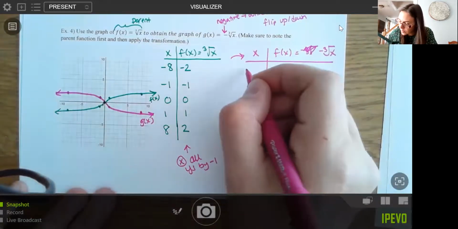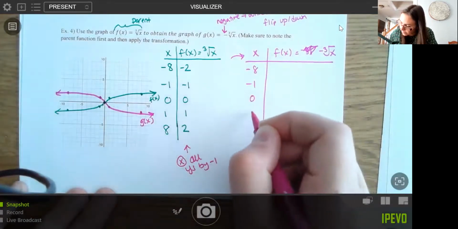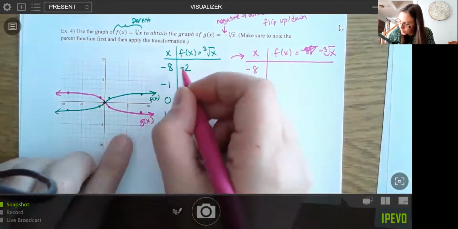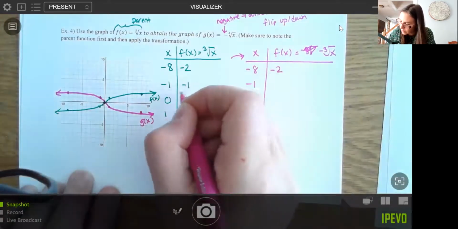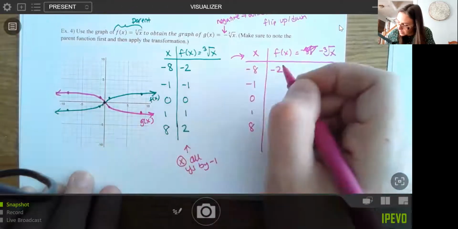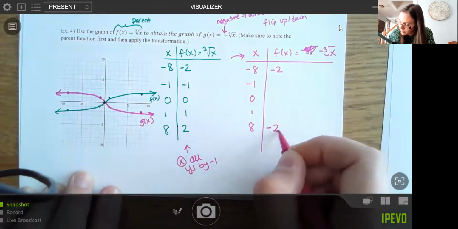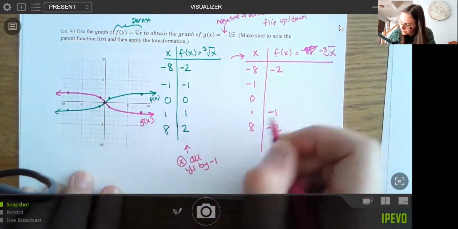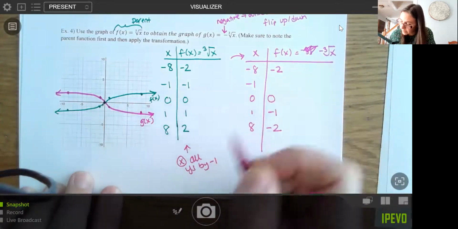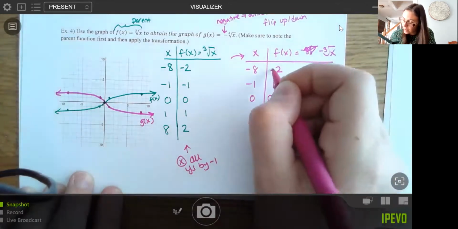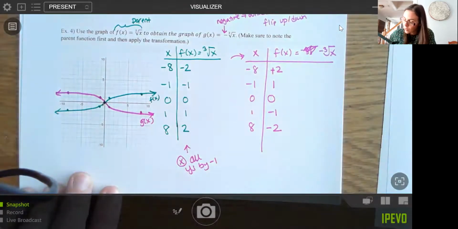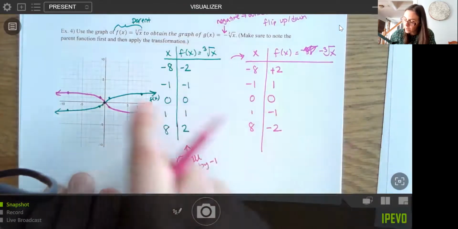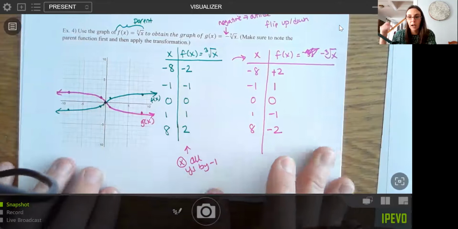So your x values stayed the same, but this +2 went to -2. This -1, this +2 went to -2. This 1 went to -1. 0 can't be negative, so it just stays. And then here you have the +1 and the +2. So all of those y values end up flipping their signs to get that reflection up and down.